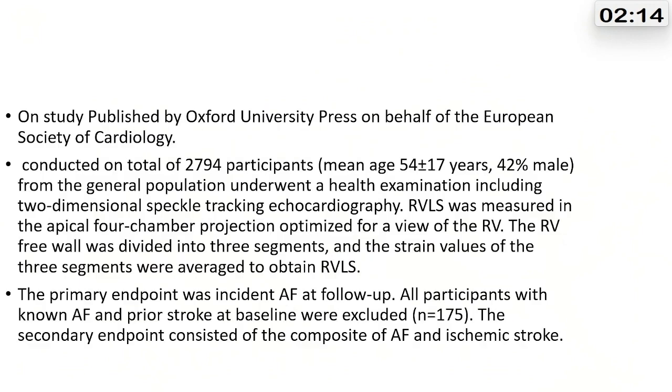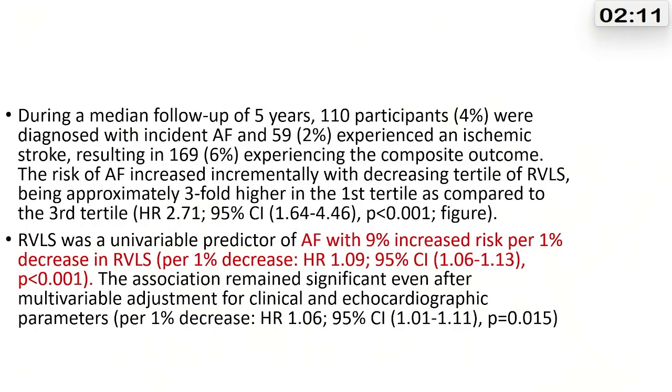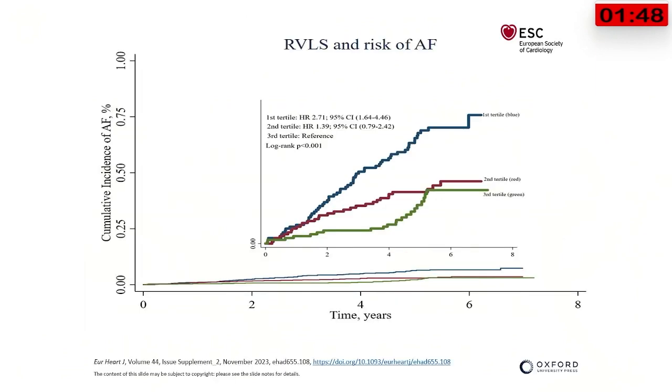For every 1% reduction in right ventricular strain, you have a 9% increased risk of developing atrial fibrillation, as simple as that per year. So every 1% reduction in the RV strain gives you a 9% increased risk of developing atrial fibrillation. So what does that mean? It depends on your centile. The lower the strain you have in your right ventricle, the higher the chance you're going to develop atrial fibrillation in the coming years, with follow-up for 5 years.